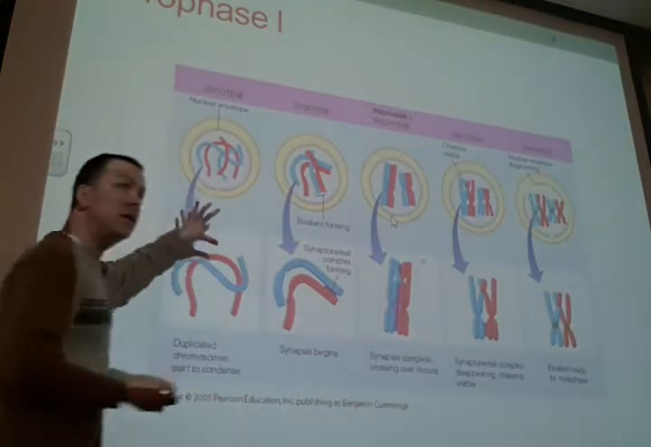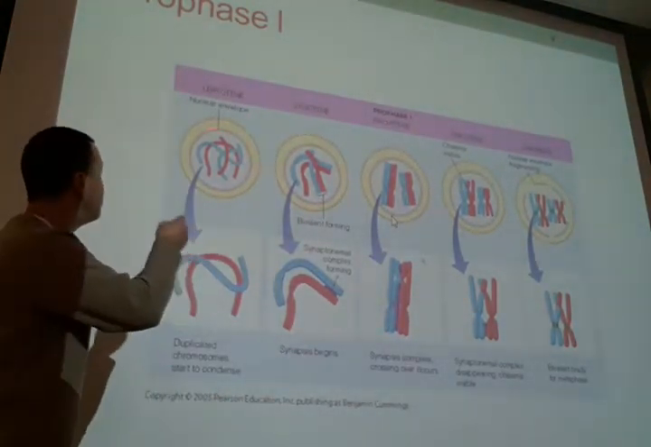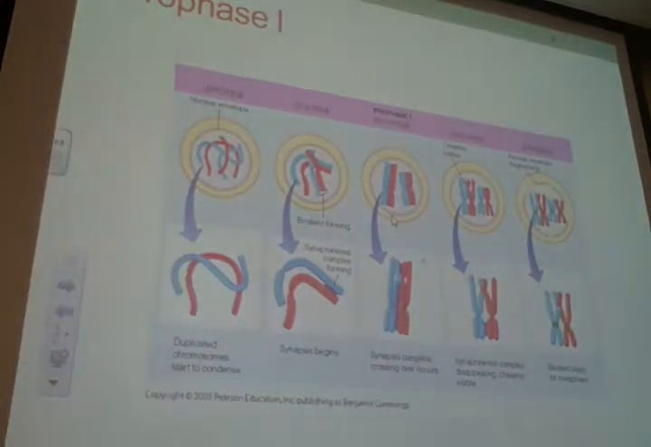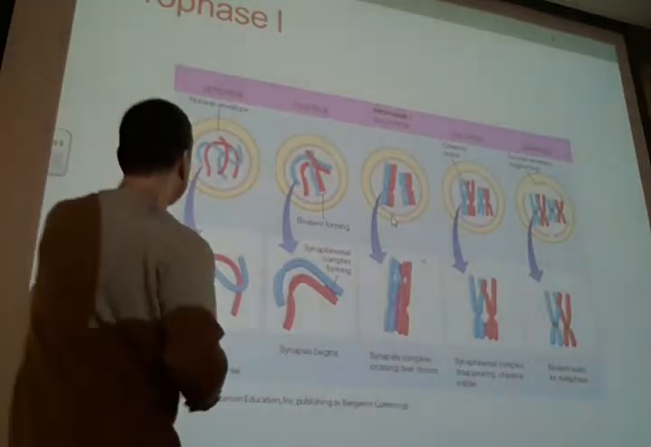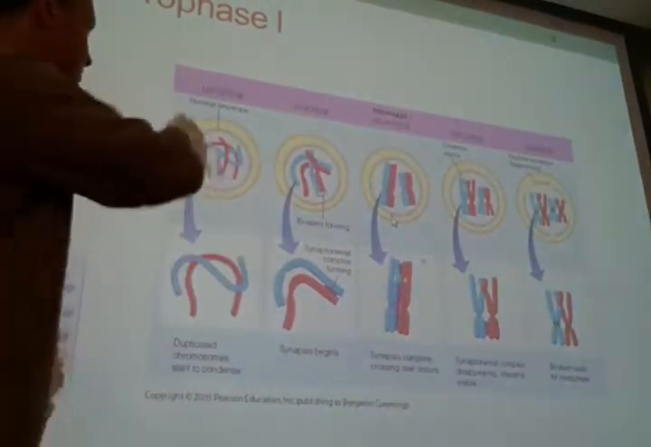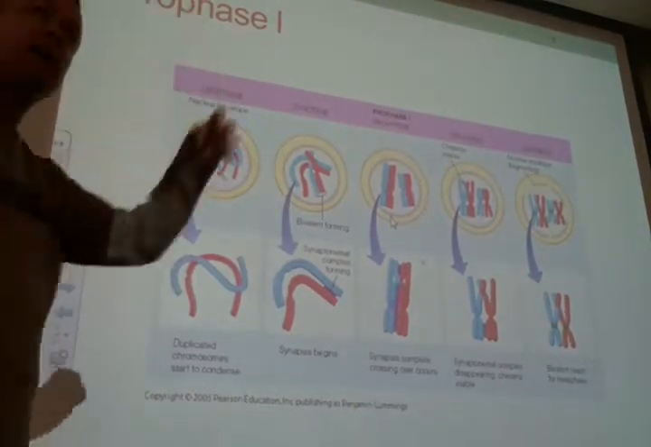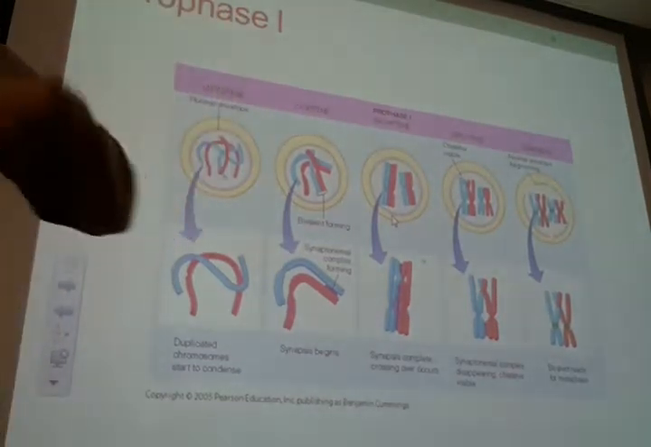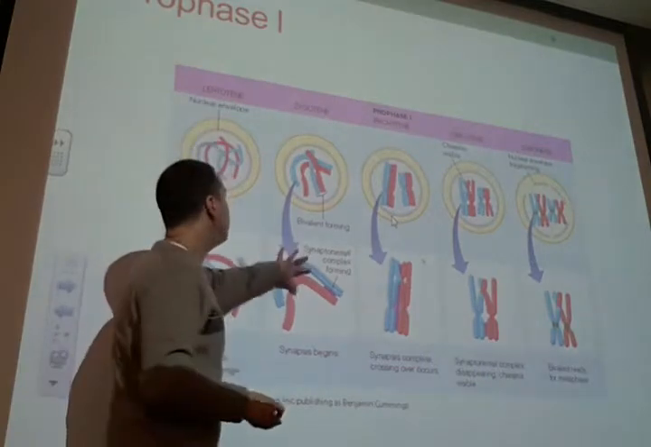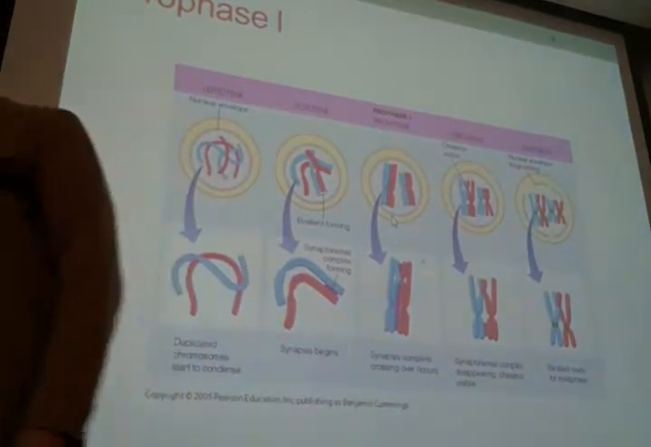Okay, so what's happening during prophase 1? Well, the first part, called leptotene, is pretty much just your standard prophase kind of thing. The chromosomes are condensing, the nucleolus disappears, and out in the cytoplasm, although they're not showing it to us, the centrosomes are moving apart. So the first part, leptotene, is your standard prophase kind of stuff. But starting with zygotene, here's where we see the difference.